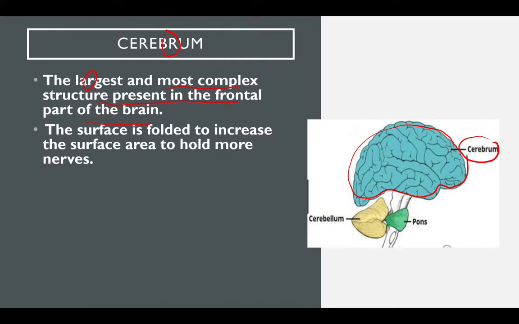Okay, the surface is folded to increase the surface area. As you can see here as well, the surface is folded. This structure shows that. Nampak tak dia berlipat ni? The folded structure of cerebrum is to increase the surface area. Why is it to increase the surface area of the cerebrum? To hold more nerves. Meaning that the larger the surface area here, the more nerves it can hold.